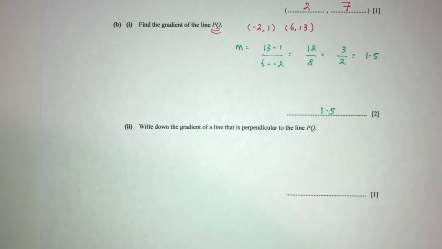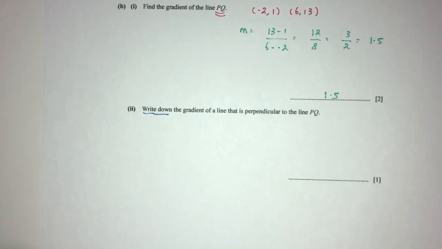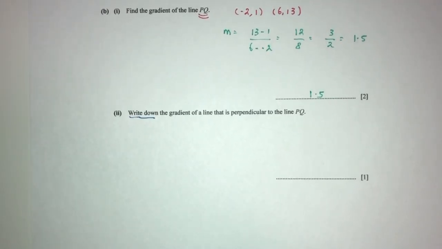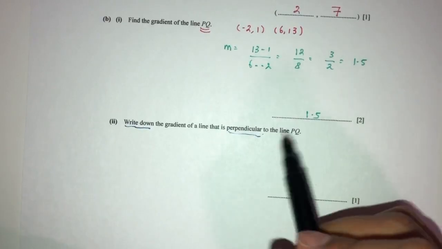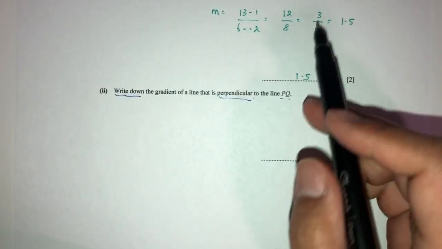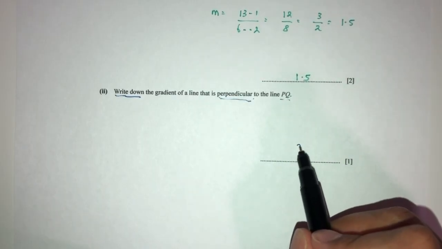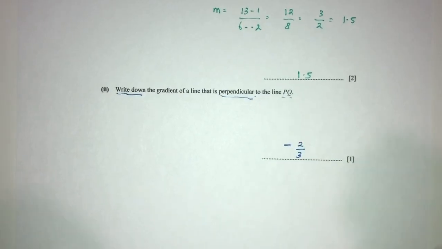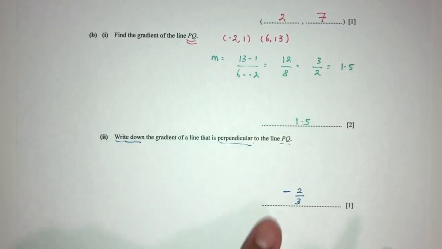You can write this. Now we have to write down, because why does it say write down? Because it should be very easy. There's no calculation involved. So the gradient of the line that is perpendicular: we just have to understand that if the gradient of PQ is 3 over 2, then the line which is perpendicular, its gradient will be the reciprocal, which will be 2 over 3, with a negative sign. So we just have to know this formula. If a line is perpendicular to another line, we invert the gradient upside down first, and then apply the negative sign.